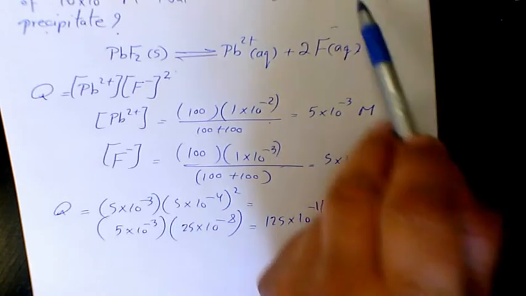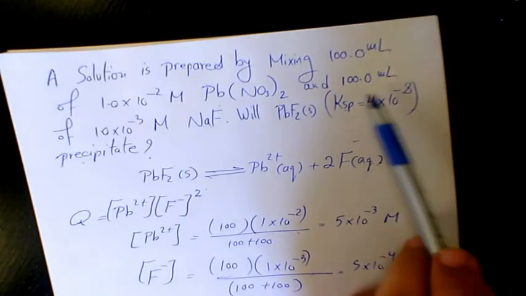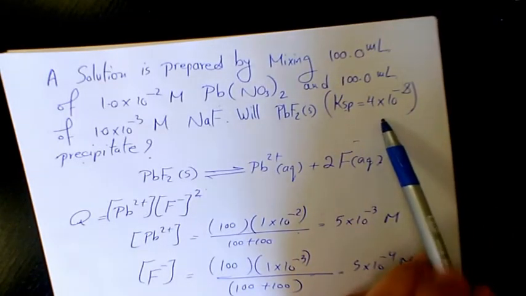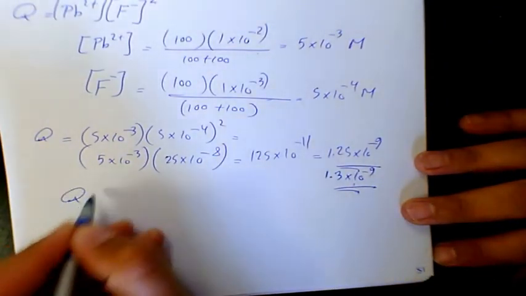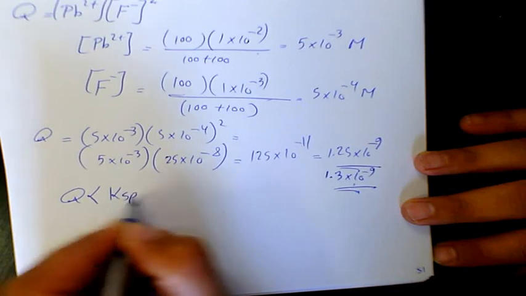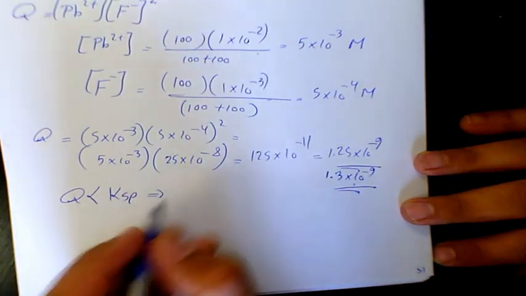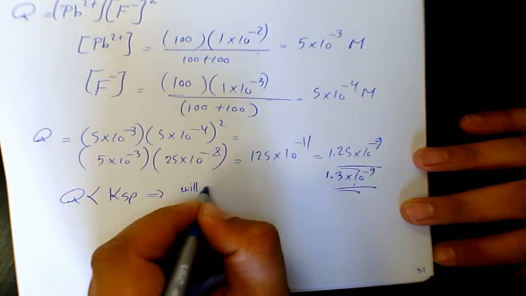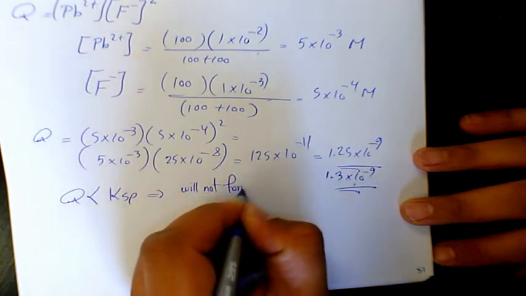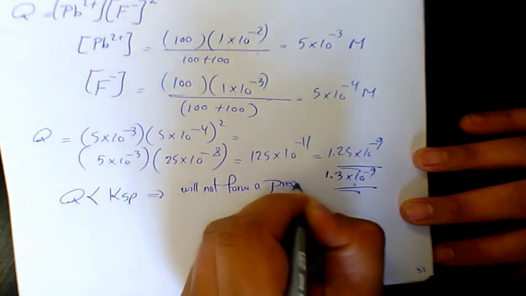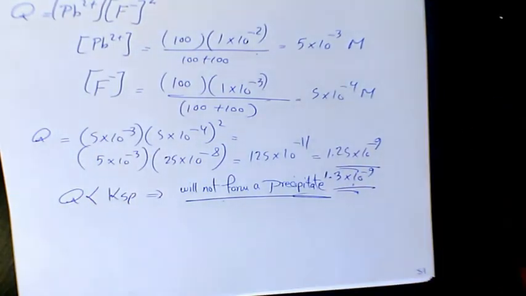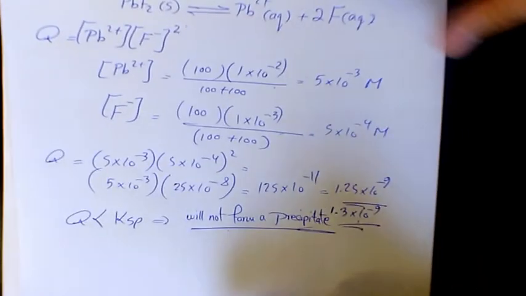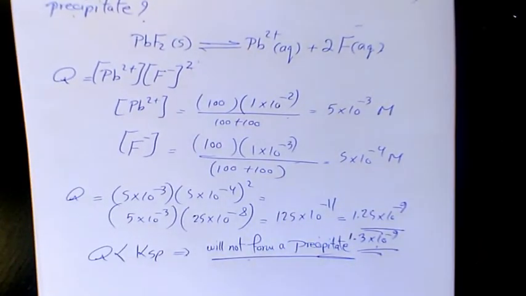Now we need to compare it with the Ksp. Ksp is 4 times 10 to the power of negative 8, and the number we got is smaller than that, so Q is less than Ksp. It means that it will not form a precipitate. So there will be no precipitation formed during this reaction. So that's how we figure out if we have precipitation formation or not.